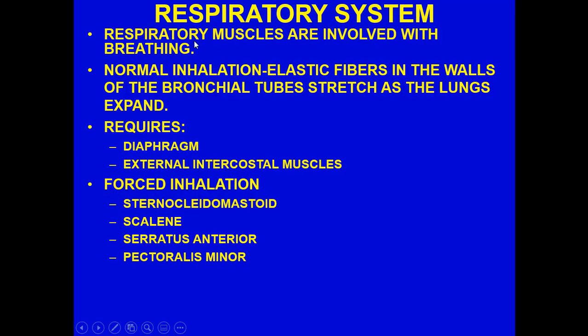Now, we have to go over the breathing muscles that are involved in respiration. In a normal inhalation, you have elastic fibers in the walls of the bronchial tubes that stretch as the lungs expand. The muscles that you really need are as follows: the diaphragm and the external intercostal muscles. That's it. If you want a forced inhalation, that's where you're going to bring in several other muscles: the sternocleidomastoid, the scalene, the serratus anterior, the pectoralis minor. But this is if you're forcing it.